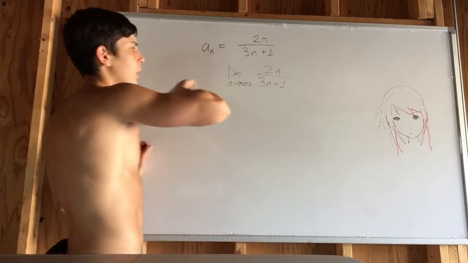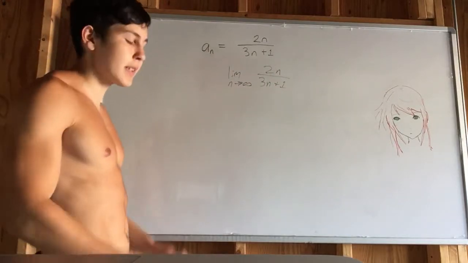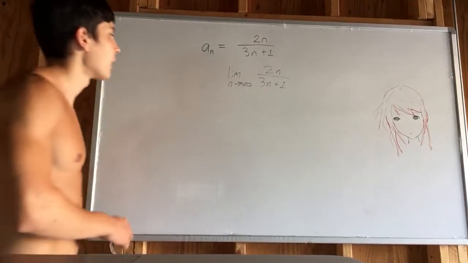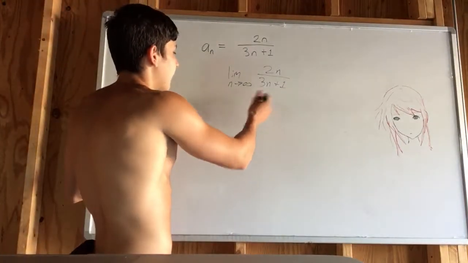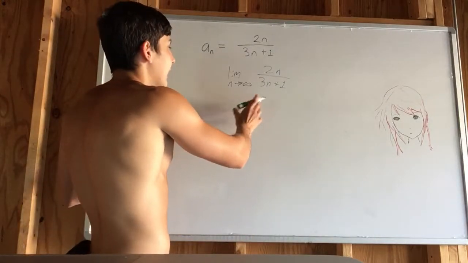Because we're plugging in infinity, so we're going all the way to the end and seeing what does happen. What is its behavior at the end? If it reaches a constant value, that's going to converge. If it doesn't, it's going to diverge.